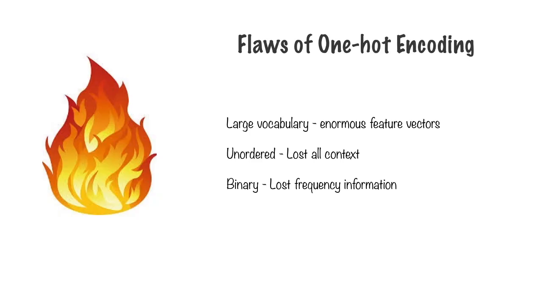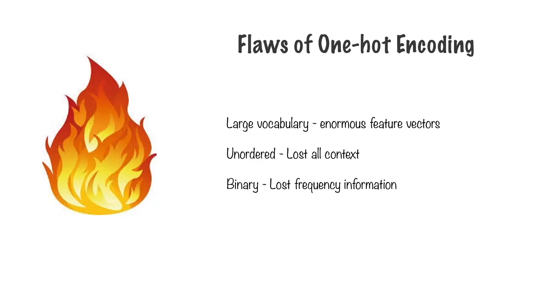However, there are several flaws which make one hot encoding not our encoding of choice. The first is that if you have a very large vocabulary, if you have a database with a lot of reviews, which means the vocabulary will be large, the feature vectors will be enormous. Remember, every review has to be expressed in terms of all words which exist in the vocabulary.